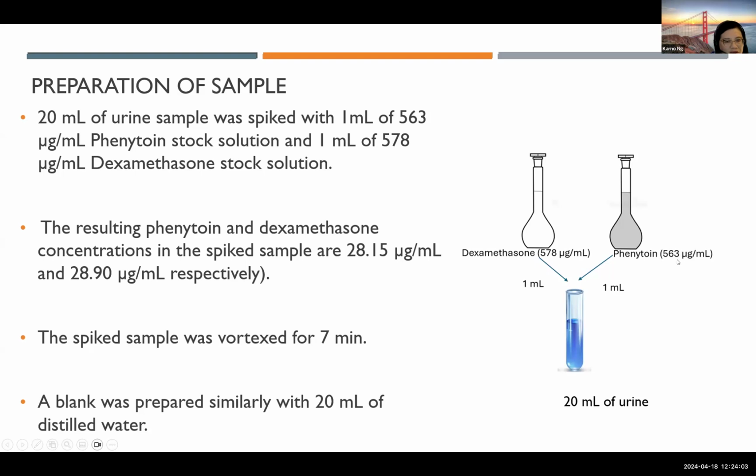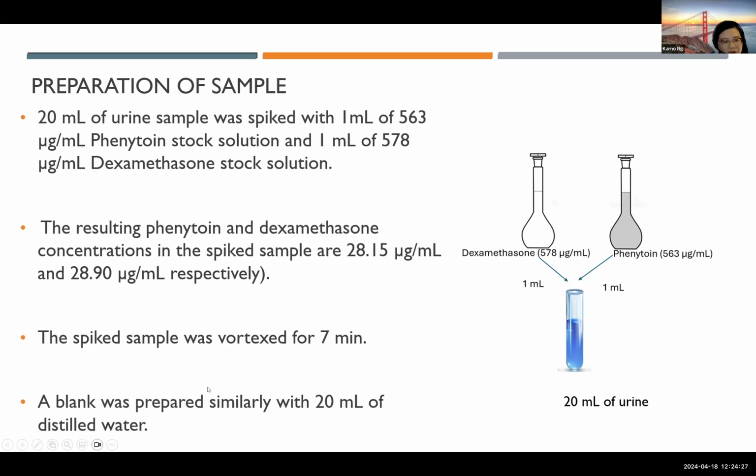The phenytoin is 563 microgram per mil. The dexamethasone is 578 microgram per mil. We put 1 ml each in here, and then the resulting concentration is 20 times less. So that's 28.15 and 28.9 microgram per mil. And then we vortex this to make sure that it mixes into the urine sample.